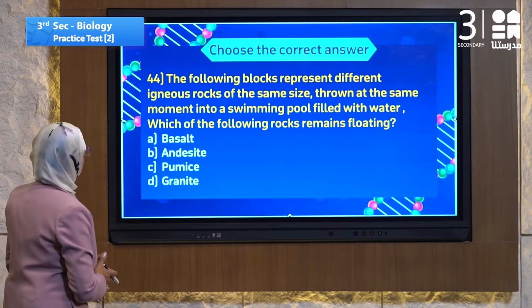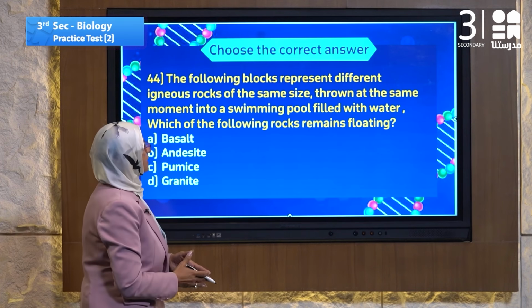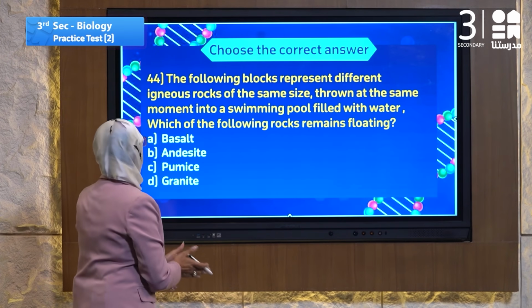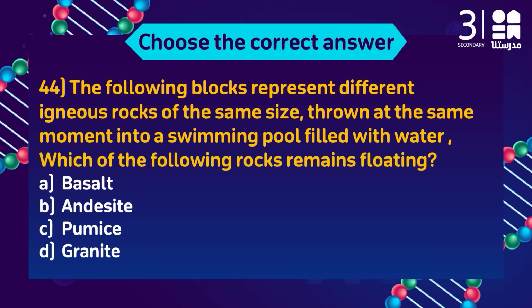Let's go to 44. Let's read the question and then decide. The following blocks represent different igneous rocks of the same size. Same size igneous rocks are thrown at the same moment into a swimming pool. It will be asked about the density. Igneous rocks have a specific density. Let's read and decide. A swimming pool filled with water. The density of water is 1 gram per cubic centimeter. Which of the following rocks remains floating?